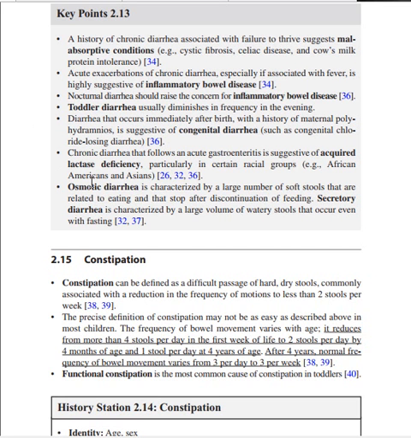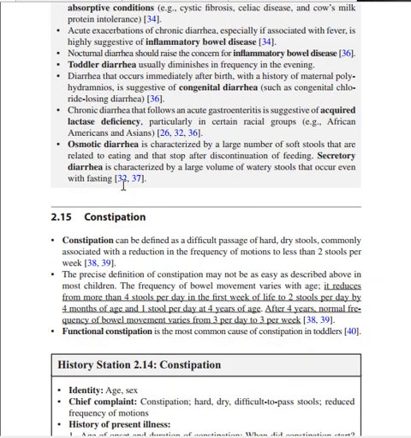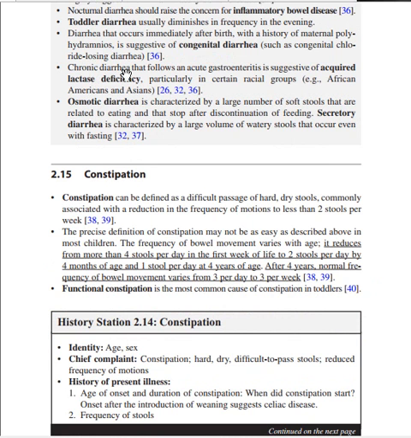Diarrhea that occurs immediately after birth, with a history of maternal polyhydramnios, is associated with a congenital diarrhea, such as congenital chloride-losing diarrhea. So diarrhea that occurs immediately after birth with maternal polyhydramnios suggests congenital chloride-losing diarrhea, in cystic fibrosis, for example. Chronic diarrhea that follows an acute gastroenteritis is suggestive of acquired lactase deficiency.